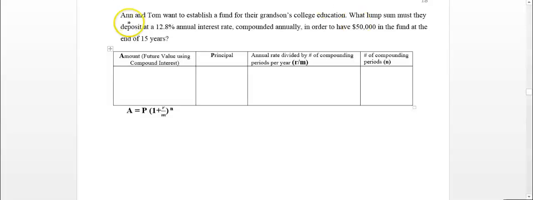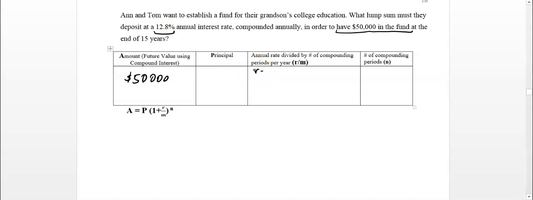and in time want to establish a fund for their grandson's education, what lump sum must they deposit at a 12.8% annual interest rate compounded annually in order to have $50,000 in the fund at the end of 15 years? So we're given the amount that they want to have in the fund. So we use that as the amount, which is the future value using the compound interest, as $50,000.